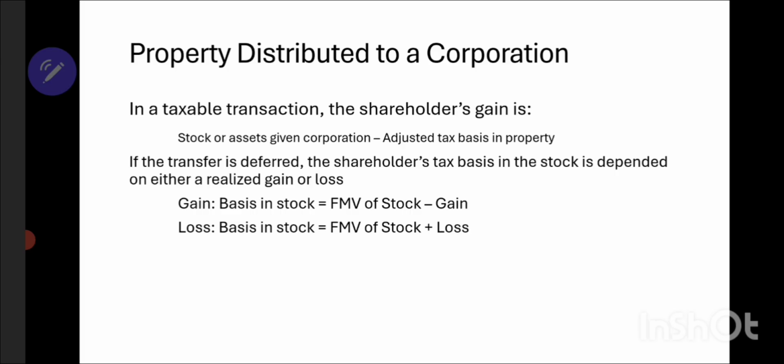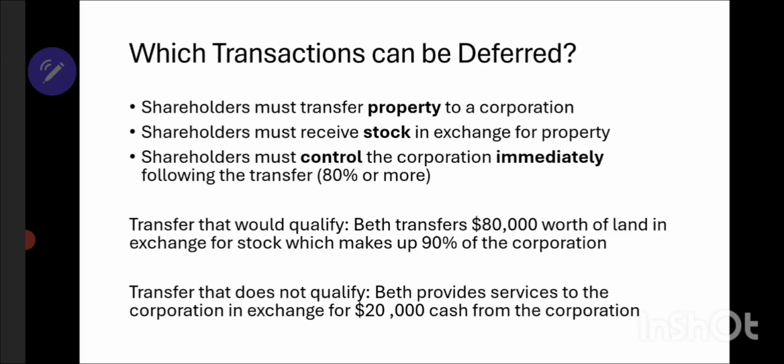If the transfer is deferred, the shareholder's tax basis in the stock is dependent on either a realized gain or loss. So the basis in the stock will equal the fair market value of the stock minus the gain, or the basis of the stock will equal the fair market value of the stock plus the loss. Which transactions can be deferred? This is when we talk about section 351.